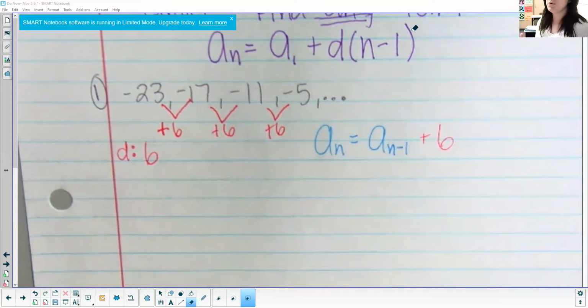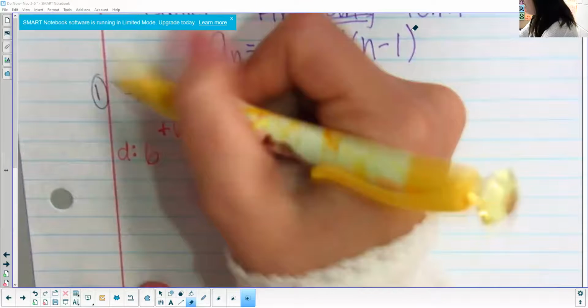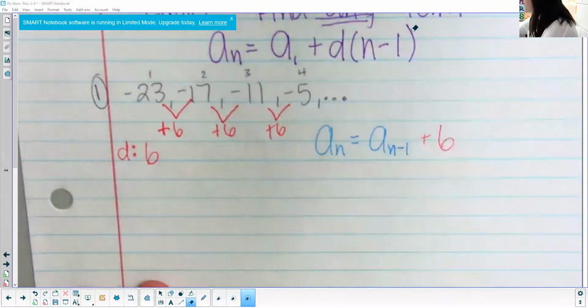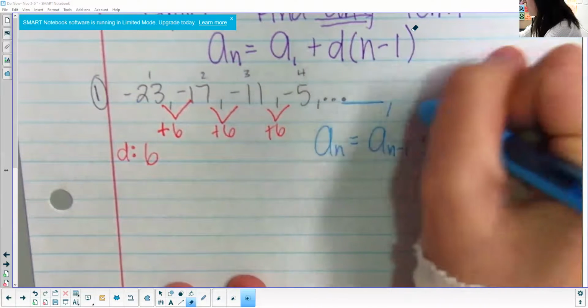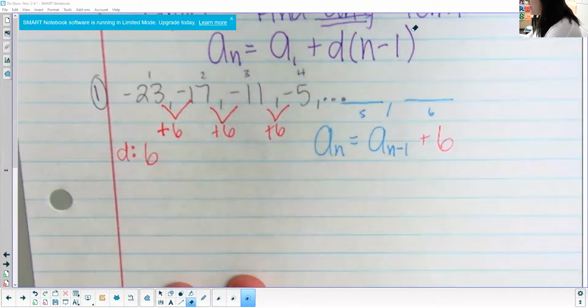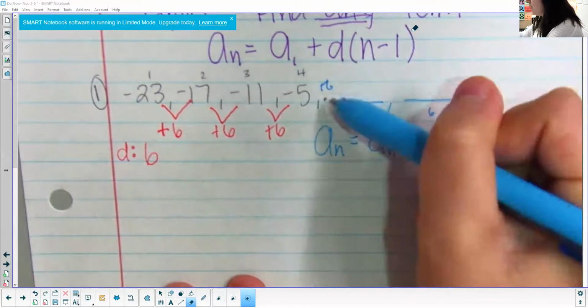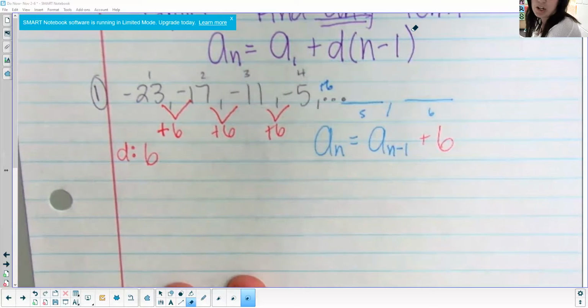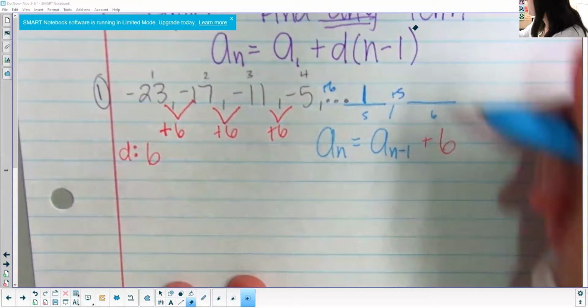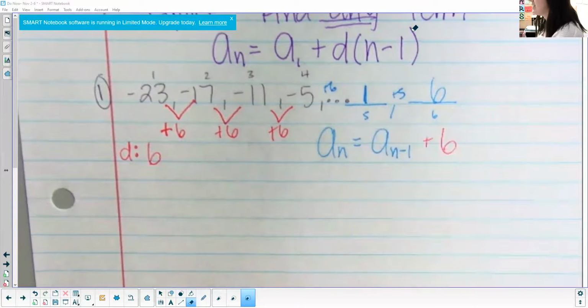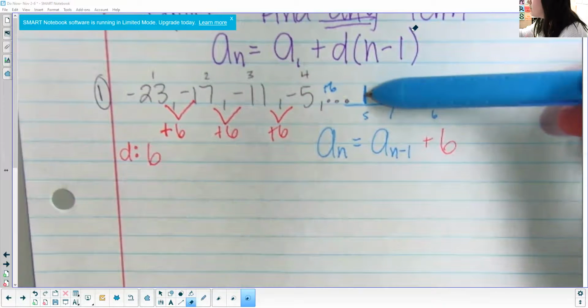So this is my first term, second term, third term, fourth term. If I wanted to find the 6th term, I would have to find the 5th term and then the 6th term. Meaning I would add 6 to negative 5 to get my 5th term. So negative 5 plus 6 is positive 1. Add 5 to get my 6th term. My 6th term is going to be 6. 1 plus 5 is 6. All right, that's it for the recursive rule. Recursive, you have to have the previous term in order to find the next term.